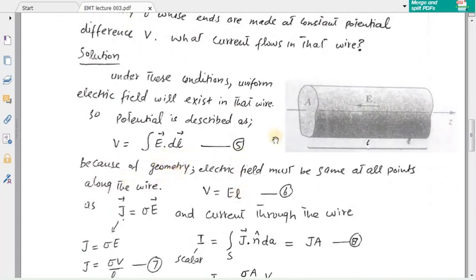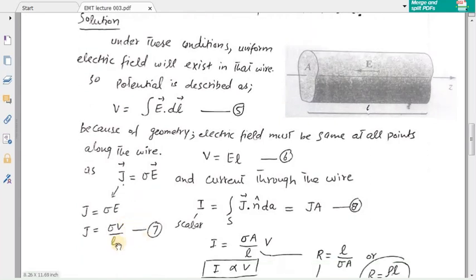Because of the geometry of the conductor, the electric field must be the same at all points along the wire. So equation number 5 reduces to V is equal to E times L. We know that J is equal to sigma times E. Use equation number 6 in that equation: J is equal to sigma V over L. This is known as equation number 7.